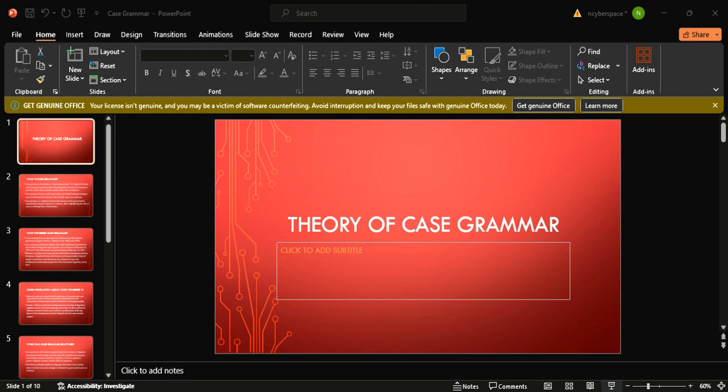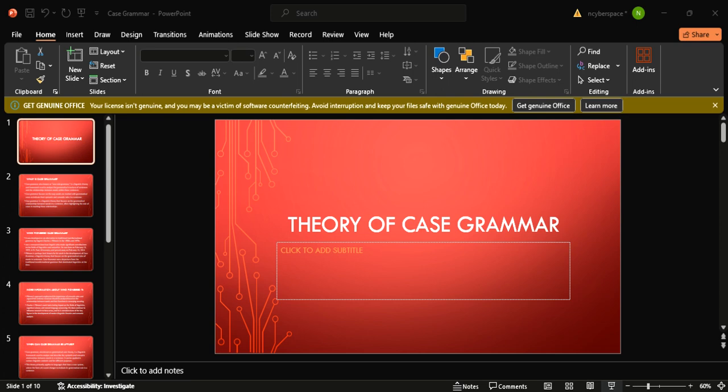Next is purpose. The purpose case specifies the reason or purpose for an action. Example, John studied for the exam. So what did John study for? He studied for the exam, in which the purpose there was the exam.